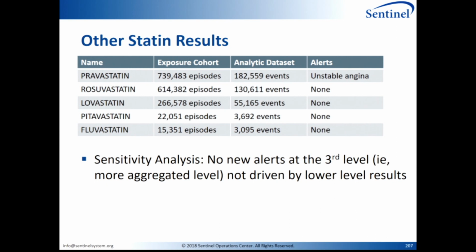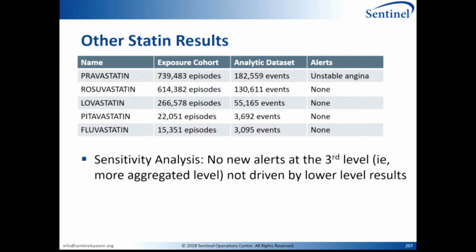And so in the largest cohort, you only pick up that top number 1 alert, unstable angina. And after that, you pick up none of the alerts going down, and that's really related to power. You don't have the power to find anything that's more than that.